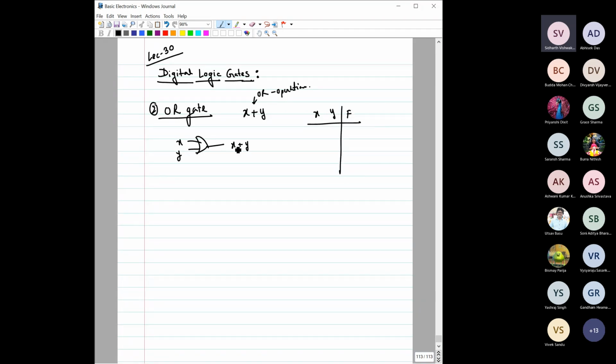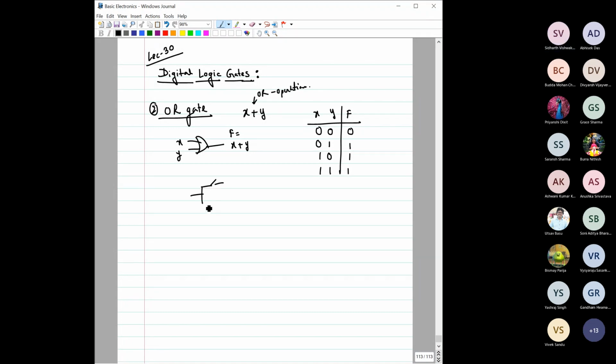So for the OR gate, F is the output. The OR operation means when at least one of the inputs is 1, the output is going to be 1. Here both inputs are 0, so the output is 0. Here at least one input is 1, so the output will be 1. Here both inputs are 1, so still it will be 1. So the condition is that at least one of the inputs has to be 1 for the output to be equal to 1.